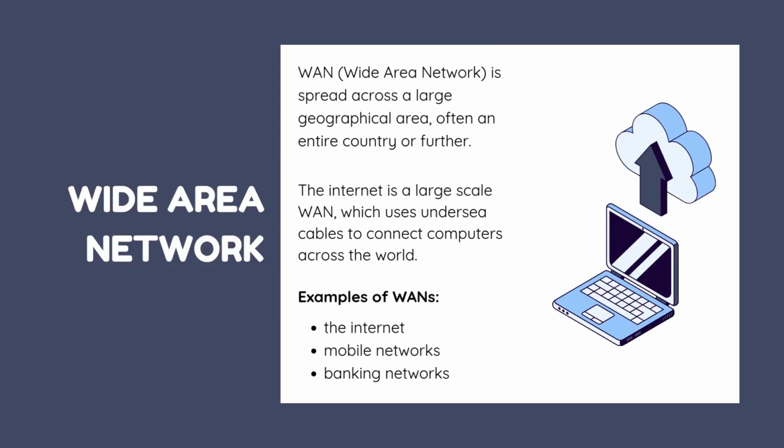Wide Area Network. A wide area network is spread across a large geographical area, often an entire country or further. The Internet is a large-scale WAN, which uses undersea cables to connect computers across the world. Examples of WANs: the Internet, mobile networks, banking networks.